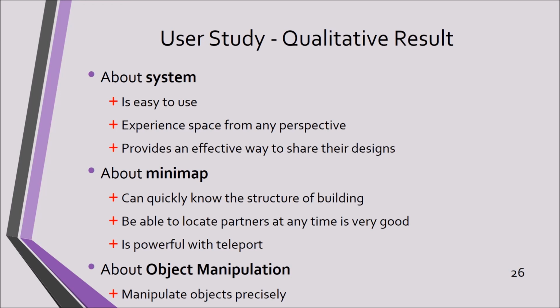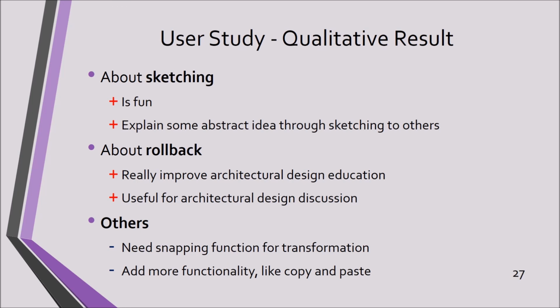Some participants suggested that we should allow users to adjust the scale of the 2D mini-map because they want to see more details of the building. Most of the participants like the interface of object manipulation present in our system. One participant said, "I can move objects precisely with translation in personal space. It's convenient to me." Many participants like the sketching functionality. The sketching is also helpful to facilitate the architectural design discussion.